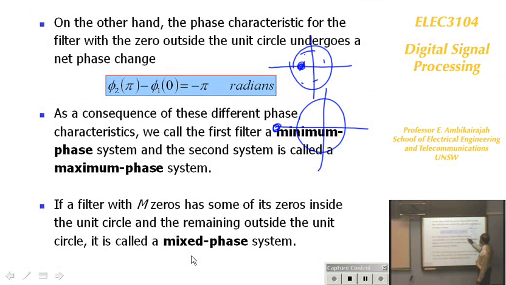And in this case, when the zero is outside, net phase change is minus pi. That's got a value. So for minimum phase, we can conclude that all zeros have to be inside the unit circle. For maximum phase, they have to be outside the unit circle. For mixed phase, they could have inside and outside. There are two conditions. So you could have a minimum phase filter, a maximum phase filter, and a mixed phase filter.